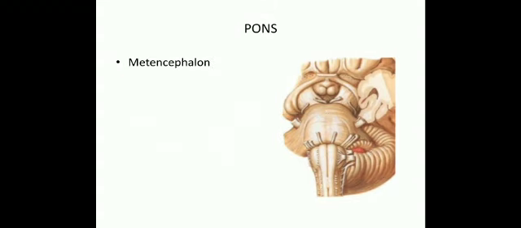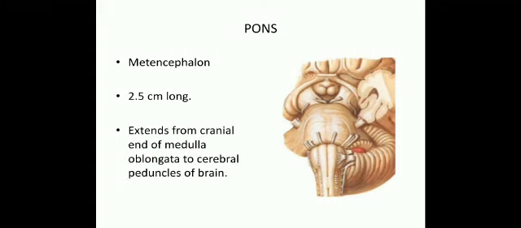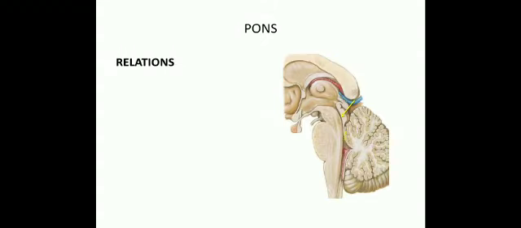So the pons is a part of the metencephalon, measures about 2.5 centimeter long, and it extends from the cranial end of the medulla oblongata to the cerebral peduncles of the brain. Posteriorly it is related to the fourth ventricle.